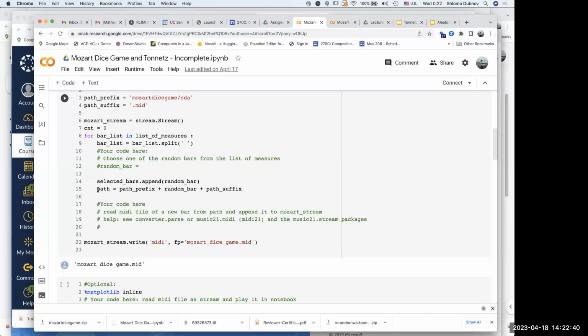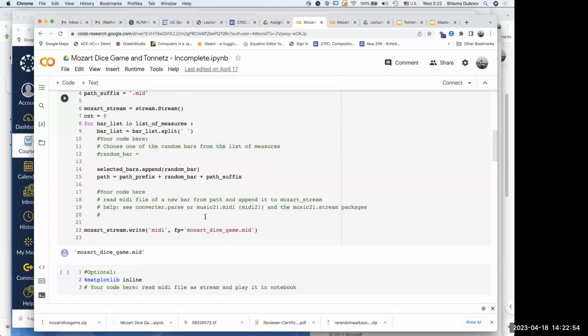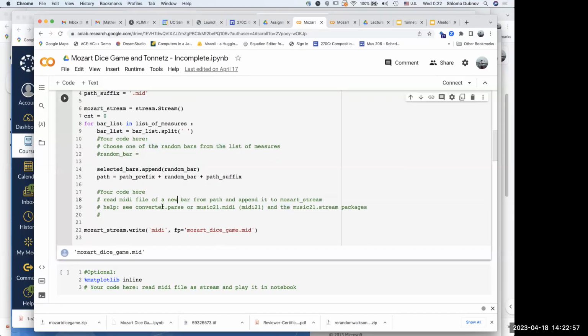You'll, by just putting this in the path, using the prefix and the suffix with this random bar, you point to the right file. And here what you have to do is use music MIDI or converter parts. They're all music21 existing commands. You open this musical segment, basically read the MIDI file of a new bar from the path and append it to the Mozart stream.